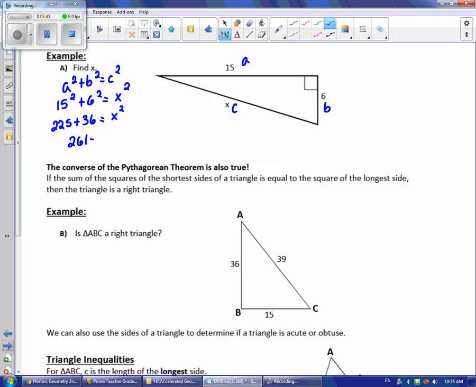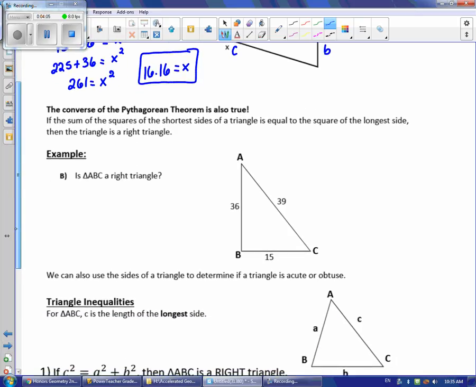Get 261 equals x squared, and when we take the square root of both sides, we are going to get a decimal, okay, and we get about 16.16 for x, which only means that those three numbers do not make a Pythagorean triple, but you can get a decimal, that's totally okay.